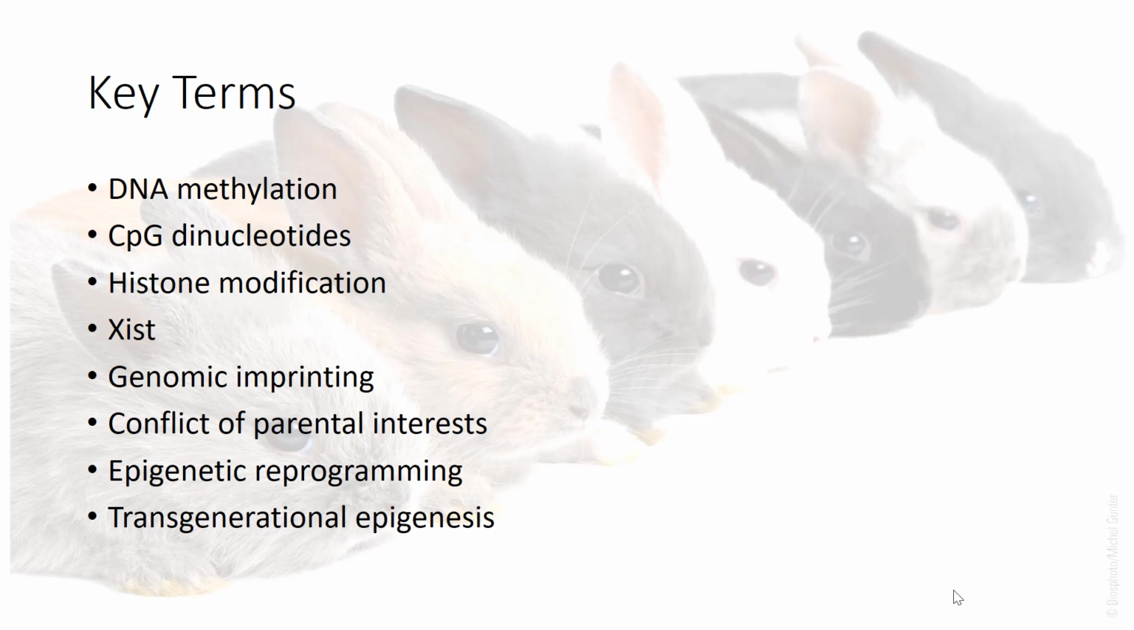Transgenerational epigenesis. This is the idea that even outside of the area of imprinting, there are some means by which you can pass on methylation patterns. And we basically see two aspects of this that we'll talk about in a later slide.